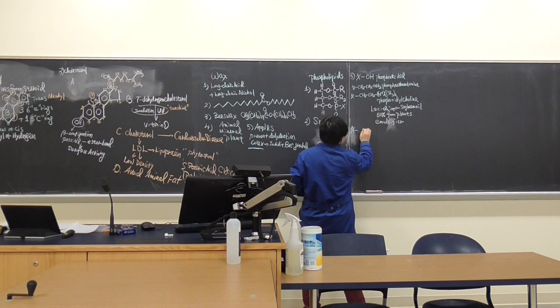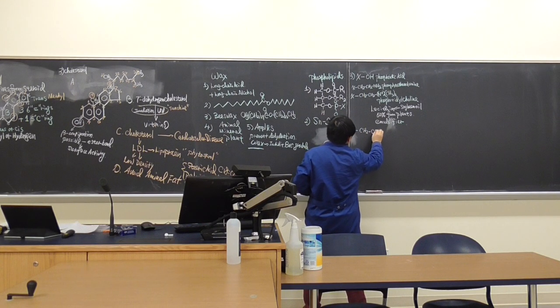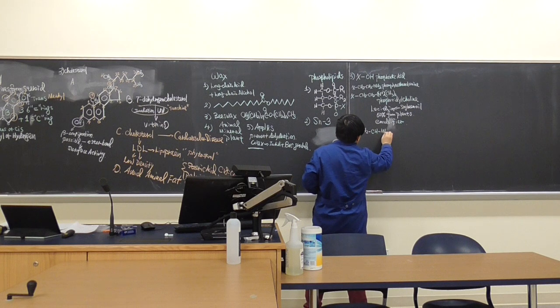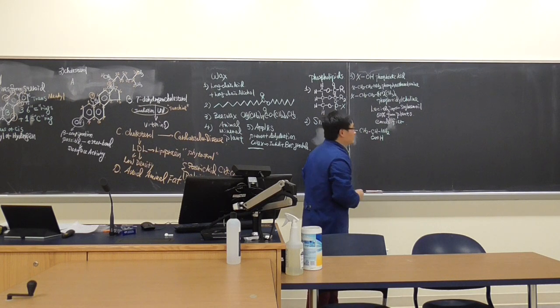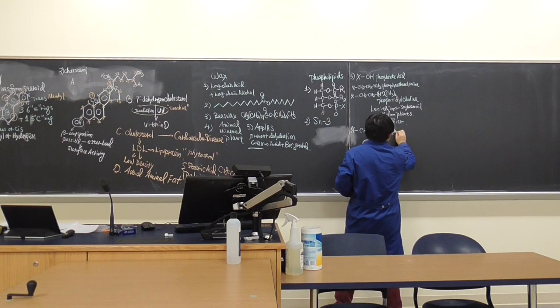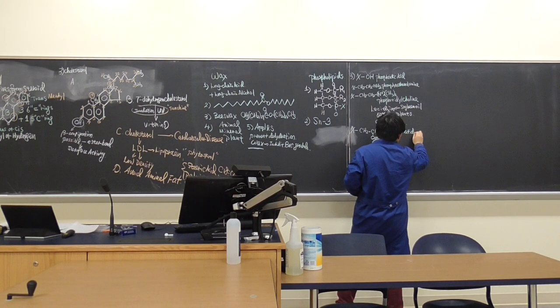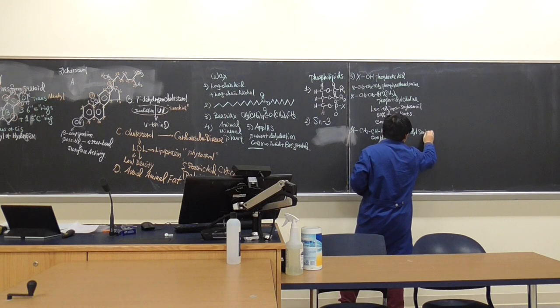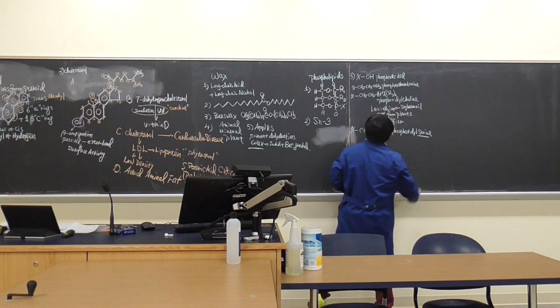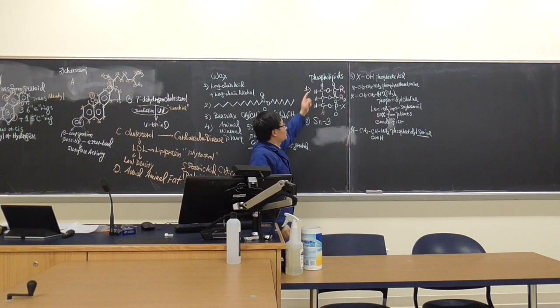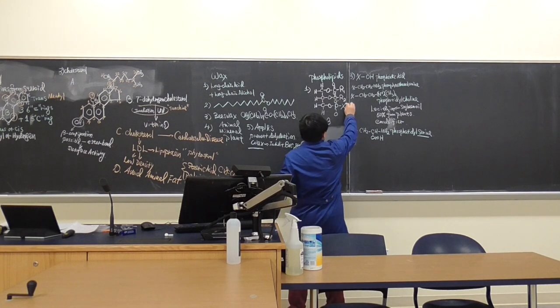If this X is CH2, CH, NH2, COOH, what is that? Phosphatidylserine. That amino acid always will be reacted to become phospholipids. So it depends on the X chain.